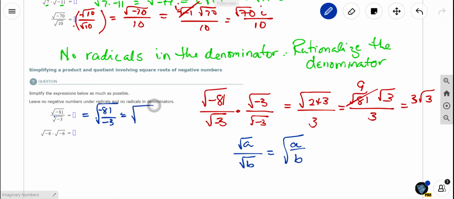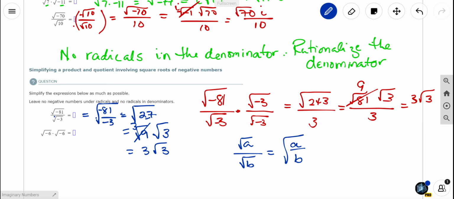81 divided by 3 is 27. Now you just need to simplify the square root of 27. Are there any perfect squares that go into 27? And the answer is yes, it's 9. 9 times 3 is 27. So you take the square root of 9, which is 3, and your answer is 3 root 3. I think this is so much easier than this one, but you have to recognize that these are divisible.